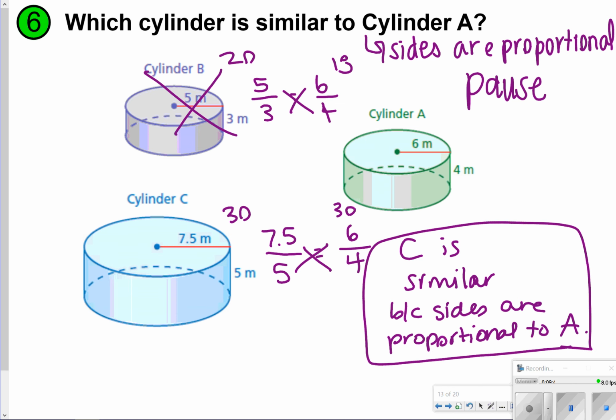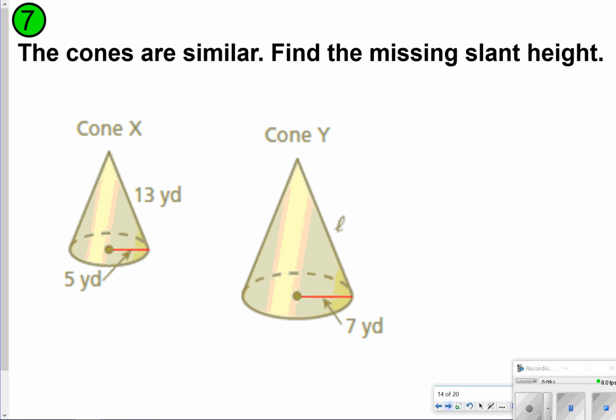Okay. You got one more to try similar to that. The cones are similar, so find the missing slant height. Again, what you can do is maybe set up a proportion because similar figures have proportional sides. Let's go ahead and pause the video here for number 7 so you get a chance to try it, and then once you're done, click play to check your work.